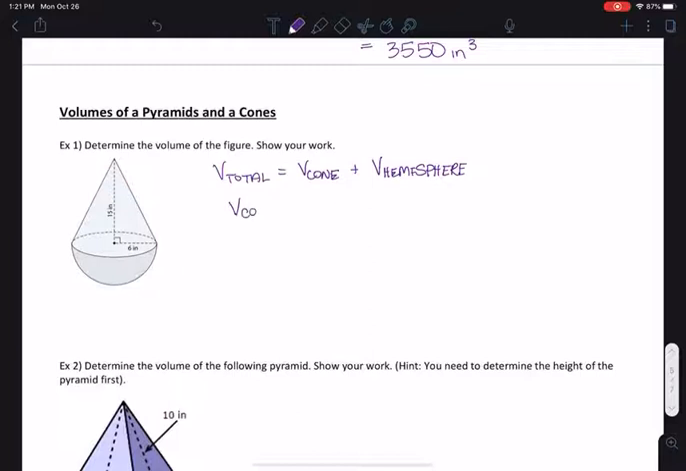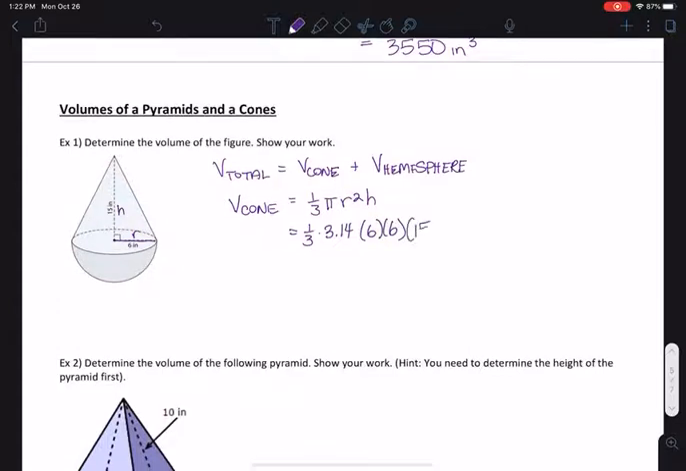The volume of the cone, the formula is 1/3 pi times r squared h. So r is 6, because r is the radius of the circle, and h is 15. So we're doing 1 divided by 3 times 3.14 times 6 times 6, that's the r squared, times 15.